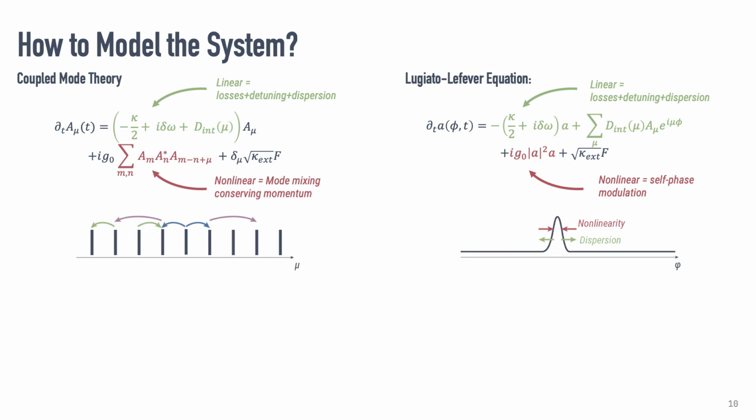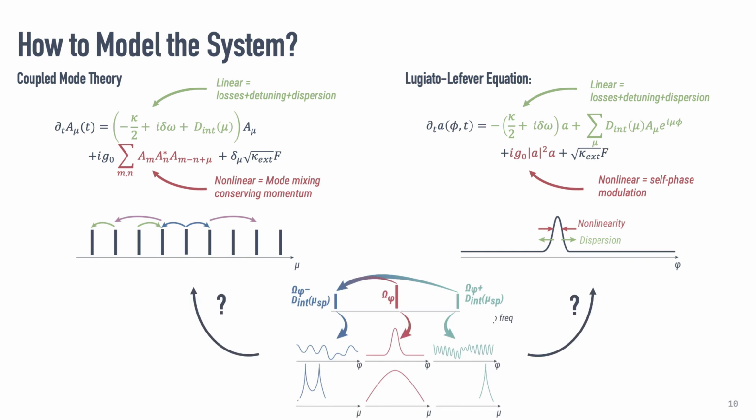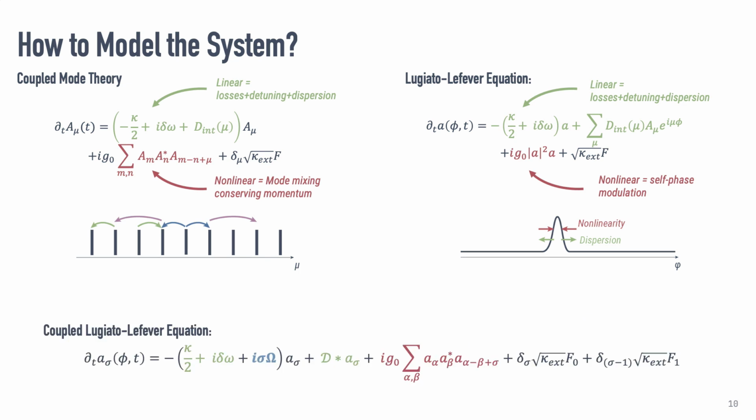Which means, on one hand, you need to account for every possibility in the mode dimension. On the other hand, it's super easy: you just account for self-phase modulation that shrinks or expands your pulse, and it's going to be automatic. So in our system, we're actually in between, right? You do have this pulse that is very nice for the LLE, but you have this mode mixing that is very nice for the coupled mode theory. So the answer is the coupled Lugiato-Lefever equation.